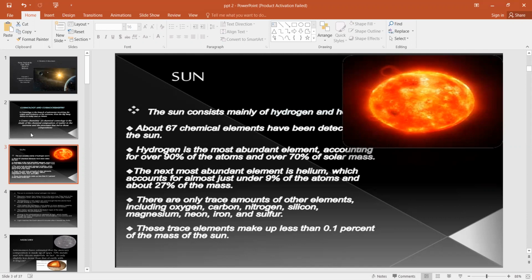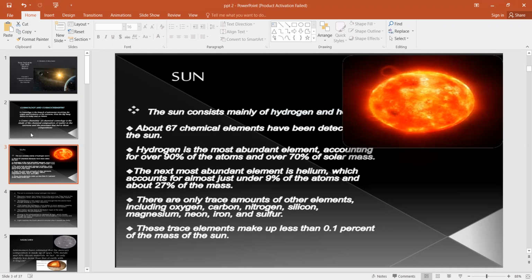So let's talk about the chemistry of Sun. Sun mainly consists of hydrogen. There are about 67 chemical elements that are found in the Sun. Hydrogen is the most abundant element of all the elements. It accounts for 90% of the atoms and over 70% of the solar mass of the Sun. The second most abundant element that is present in the Sun is helium. It accounts for just under 9% of the atoms and about 27% of the mass.